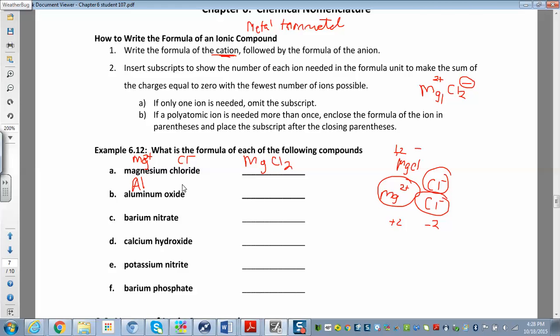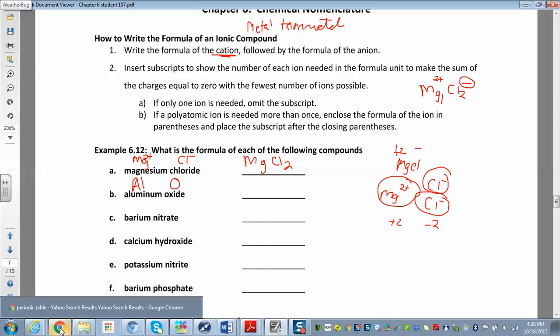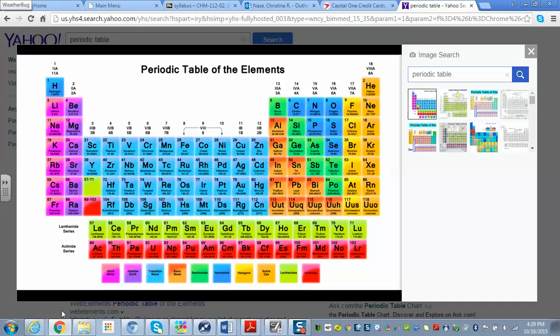And oxide just came from oxygen. See how these all end in "ide"? If they end in "ide", it came from the periodic table. It's a non-metal in the periodic table. If it ends in "ate", it's a polyatomic ion. Or if it ends in "ite", it's a polyatomic ion.